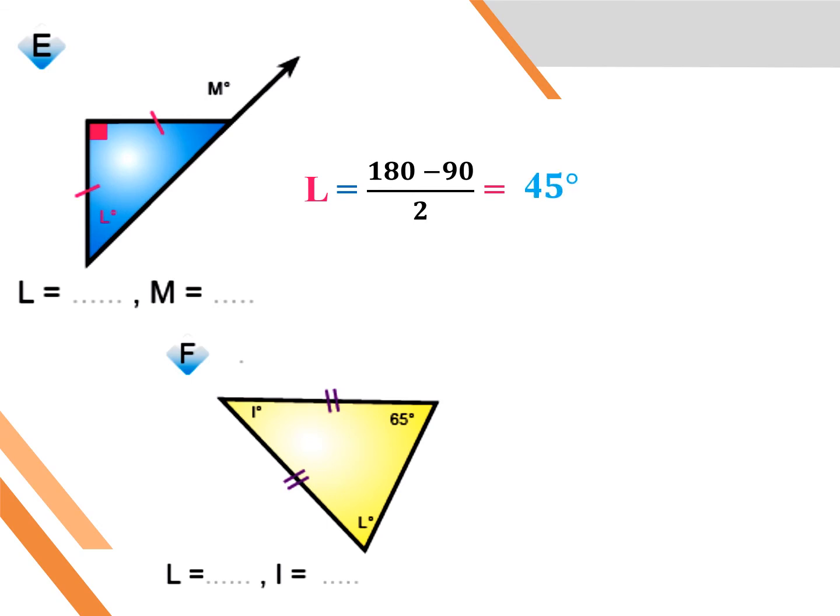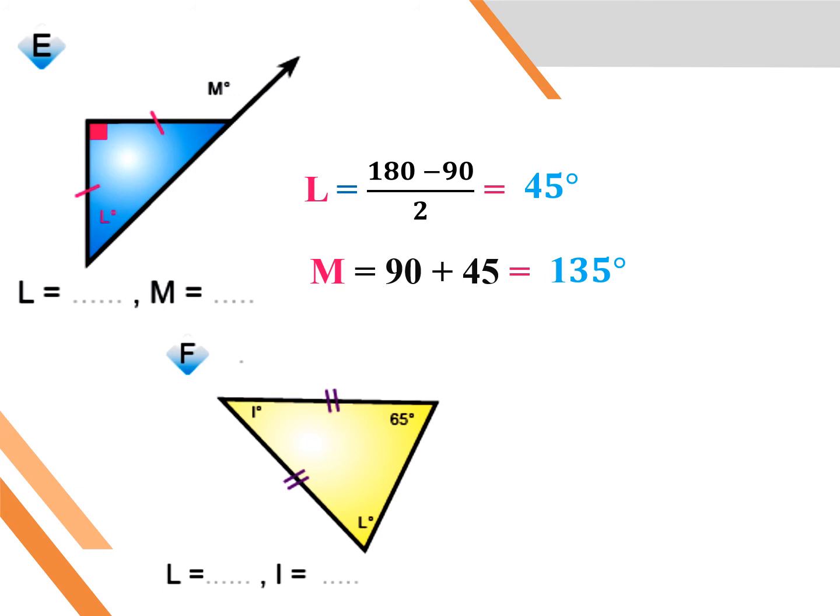What about M? M also is an exterior angle for this triangle. So we will write it as the sum of the two non-adjacent angles. So I add 45 plus 90, which is equal to 135.